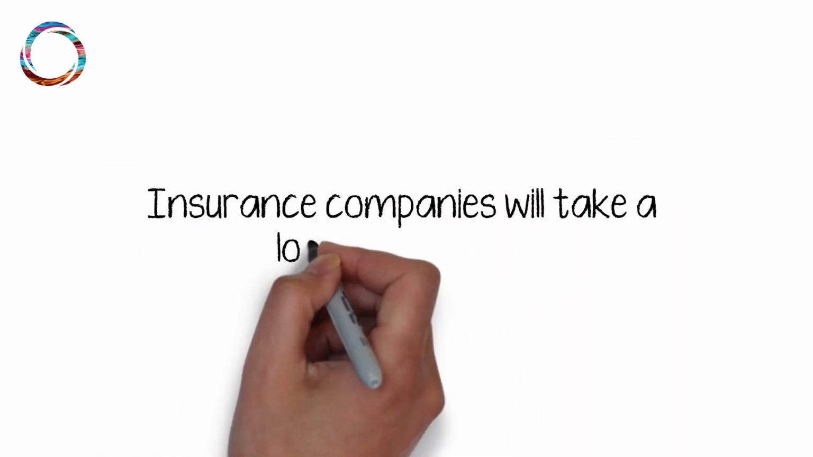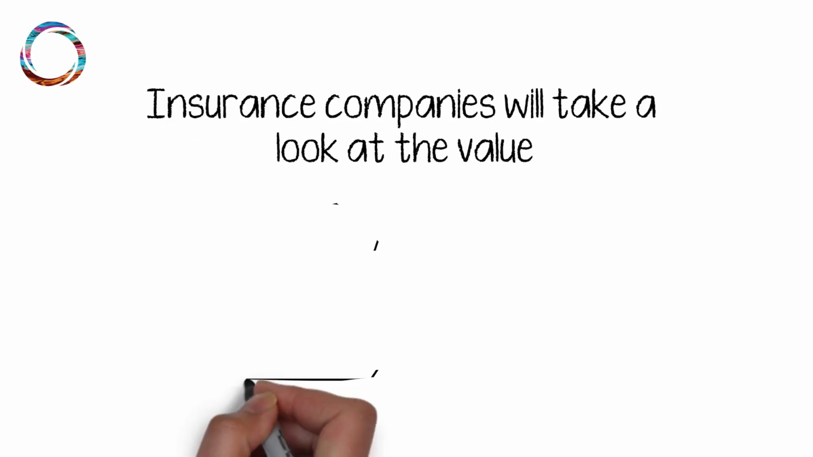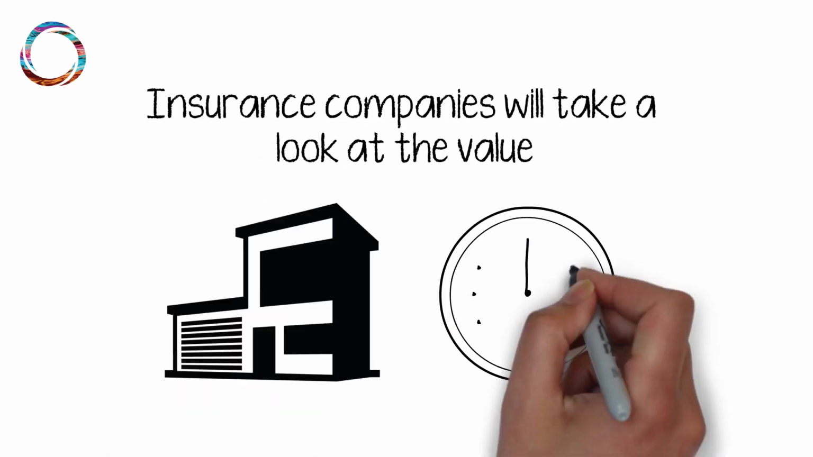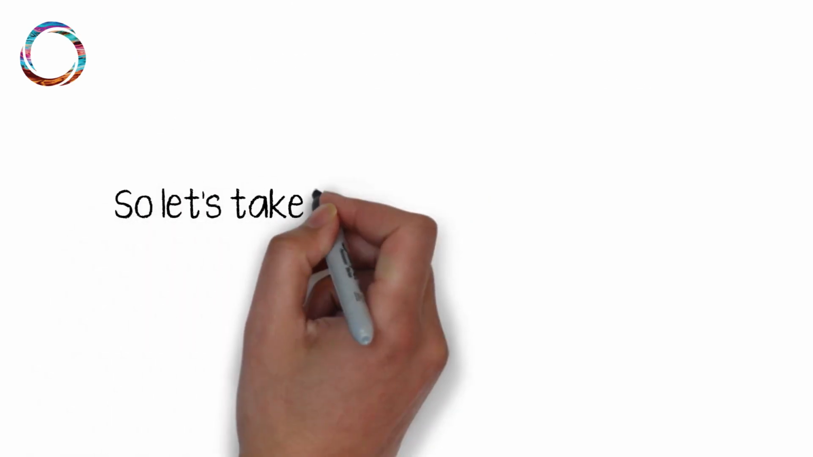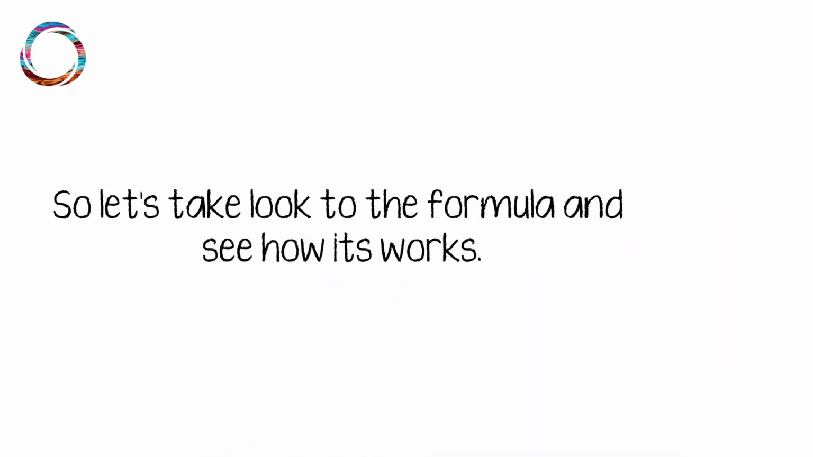So insurance companies will take a look at the value you insured that building for at the time of loss, and if necessary, apply a coinsurance penalty against that smaller claim. So let's take a look at the formula and see how it works.